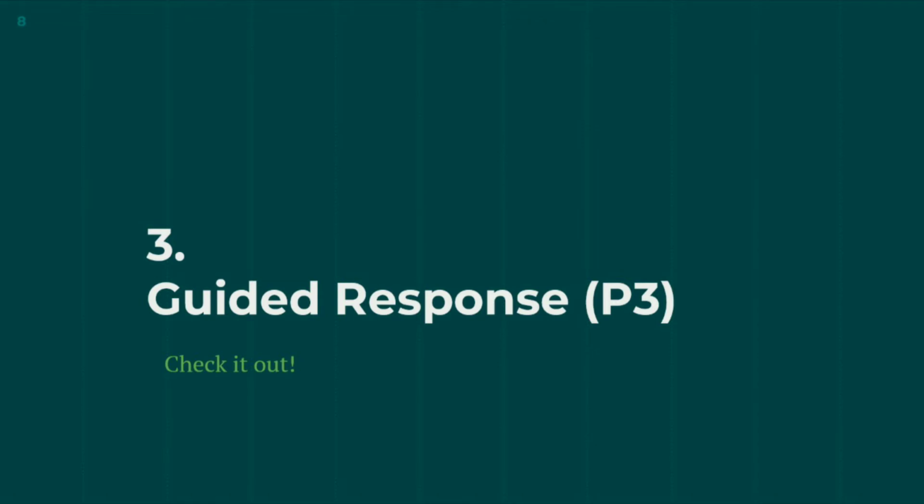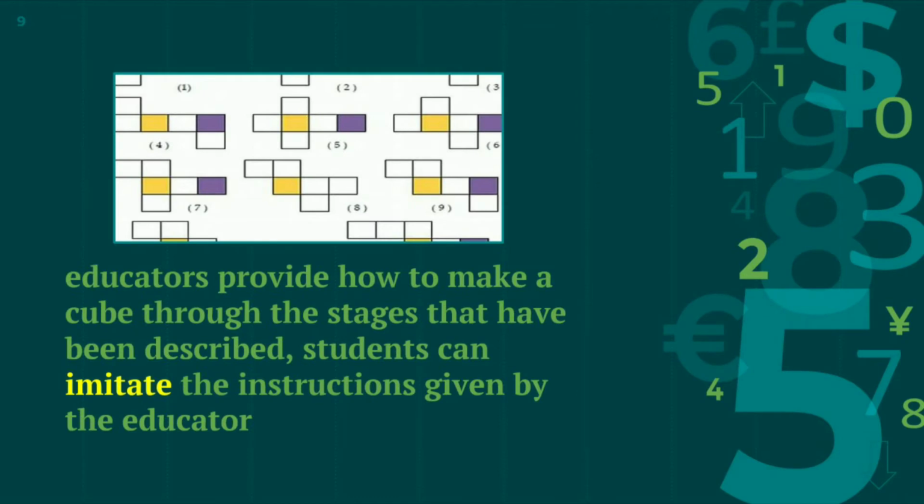And the third is guided response. Let's see the example. The example is educators show how to make a cube through the stages that have been described. Students can imitate the instruction given by the educator. Students already have the ability to perform a movement according to the example given. This is the early stage of learning complex skills, including imitation, trial, and error.